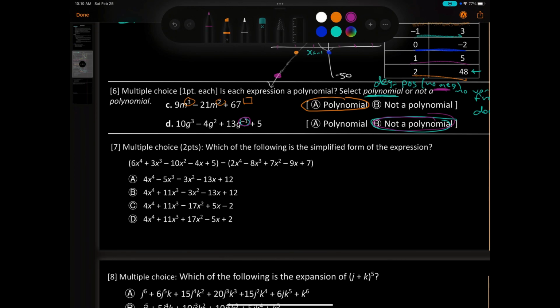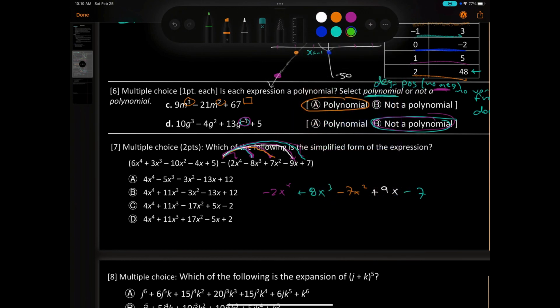Number 7, which is a simplified expression. So you can do this in two ways. You can distribute this negative sign, which basically means you change all of the math operations. So if I did that, that would become the opposite of positive 2. That would become a negative. The opposite of negative 8 was positive 8. Opposite of positive 7 would be negative 7. The opposite of negative 9 is positive 9. And then the opposite of positive 7 would be negative 7.